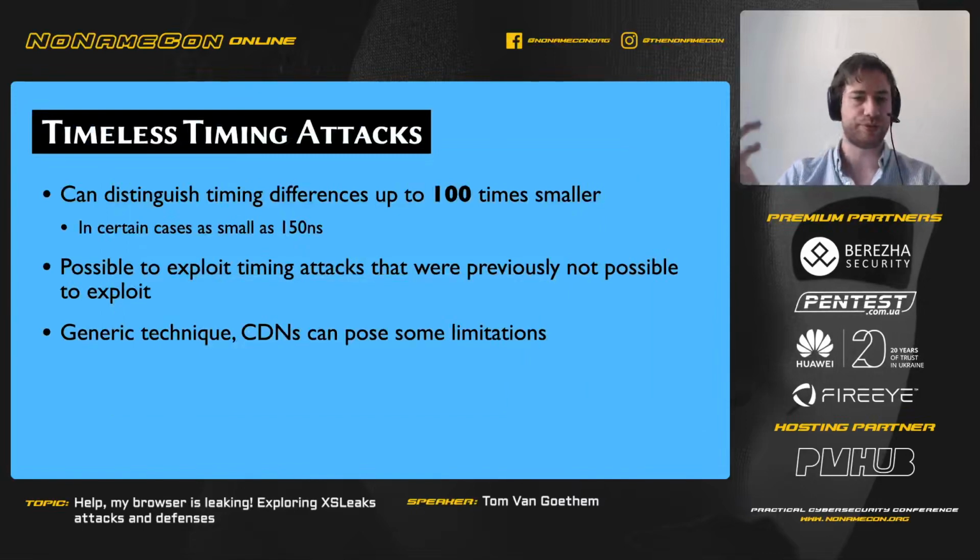So why would we need this timeless time index? The interesting or exciting thing about it is that it can distinguish timing differences up to 100 times smaller. This means that these time indexes are approximately 100 times better than the typical timing attacks that we know today. In certain cases, we can distinguish timing differences as small as 150 nanoseconds.